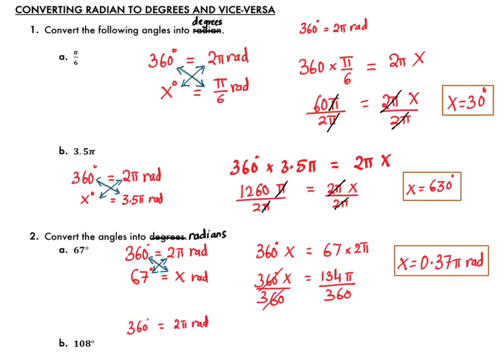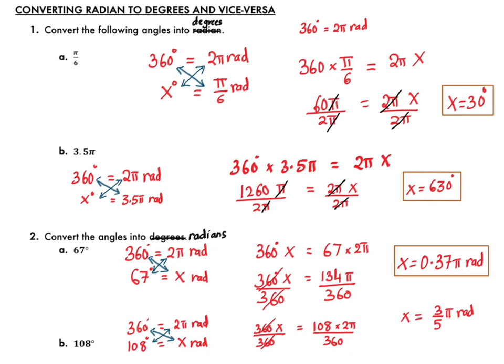Then we have 108 degrees. We repeat the process, cross multiply and divide both sides by 360, solve and get 3 over 5 pi radians. So that's how we convert radians to degrees and degrees to radians.